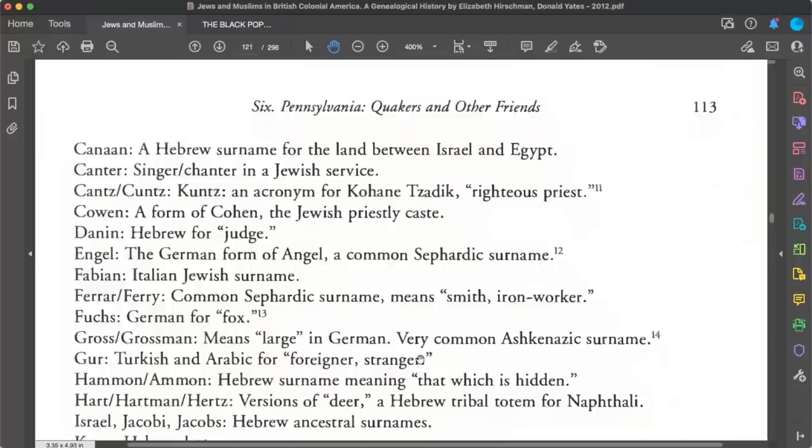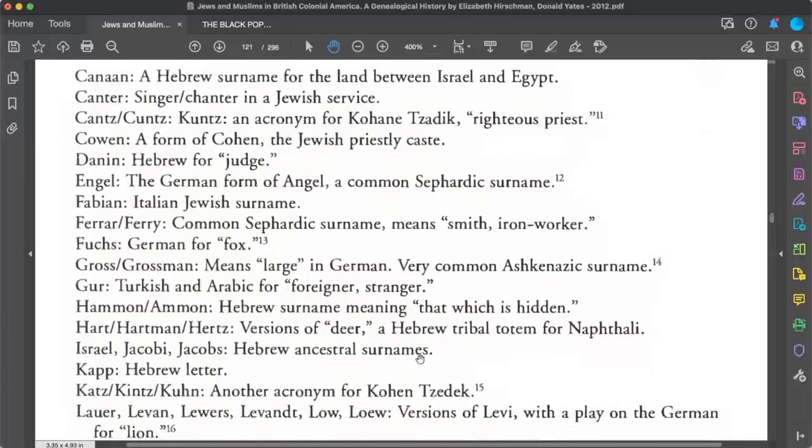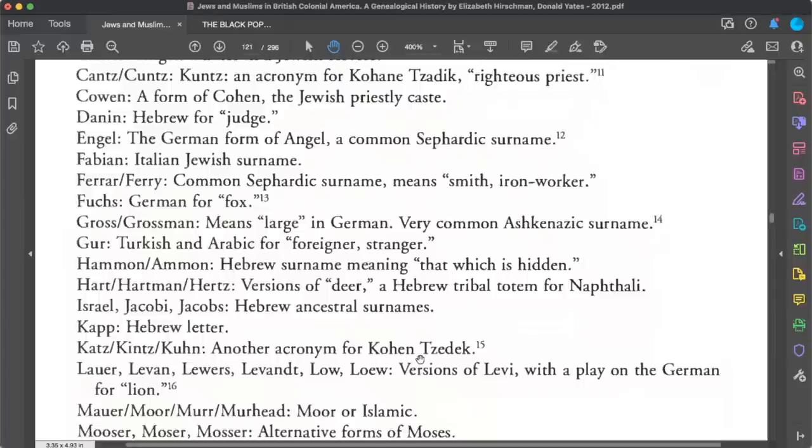Cantor, singer, chanter in a Jewish service. Kantz, Kuntz, an acronym for the Kohen Tzaddik, righteous priest. Cohen, a form of Cohen, the Jewish priestly caste. Danin, Hebrew for judge. Engel, the German form of angel, a common Sephardic surname. Fabian, Italian Jewish surname. Ferrar, Ferry, common Sephardic surnames, meaning smith, iron worker. Fuchs, German for fox. Gross or Grossman, meaning large in German, a very common Ashkenazic surname.